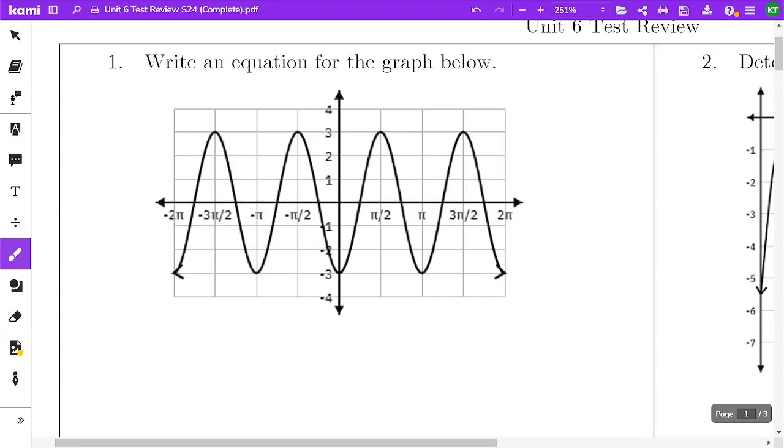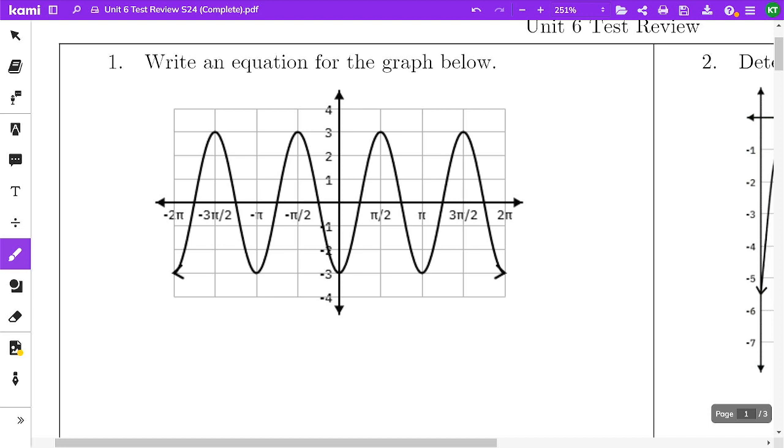All right, so we're going to be going over the first part of the Unit 6 test review. In the first question here, it wants us to write an equation for our graph, and we're first going to want to find out our amplitude. We're also going to figure out the midline, and then also we want to see if this is a sine or a cosine graph. So let's start with our midline.